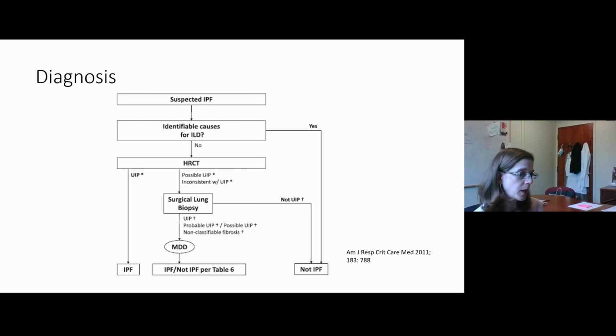If you are worried about IIP, then if the imaging is probable or definitive for a particular form of IIP, then you could probably defer the surgical lung biopsy. But if your imaging is not diagnostic, if it's inconsistent with UIP and unclear as to another alternative diagnosis, that's where a surgical lung biopsy probably has its most important role.